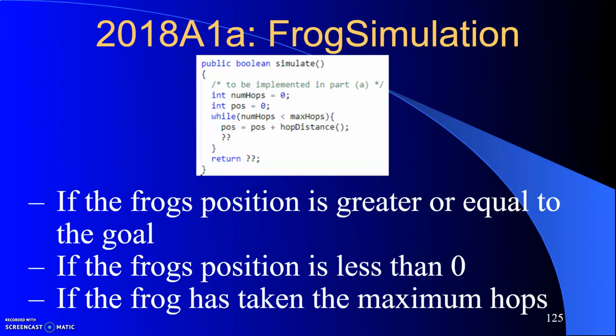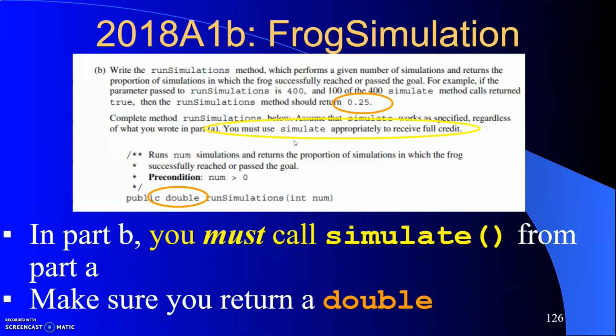So it's going to be something like this. You're going to be keeping track of the hops, keeping track of the position of the frog, making sure you don't take too many hops, because you always want to look at that max hops variable, and then you always want to call that hopDistance. And then you're going to check to see where the frog is and see if it was successful or not, and return a true or a false.